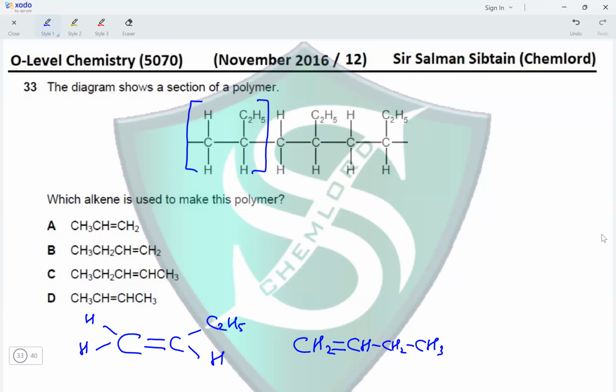So now we compare this with the structures given. So A is not this structure, B is this structure. We start from CH2 double bond, then we have a CH followed by CH2 and CH3. So B is this exact structure. C has more carbon atoms than in our structure, so C is also incorrect. And D has a double bond right in the center of the structure, which is not the case with the monomer that we made. Therefore, the correct option for this question is option B.